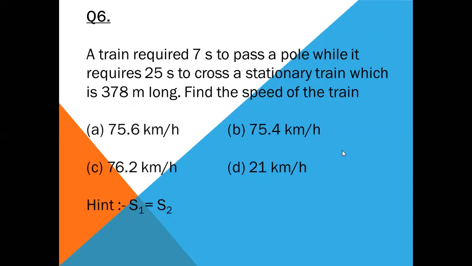Okay. Now let us move on to another question. It's a very important question. This will help you to understand the concept of trains in a better way. And in this question, we will be using this formula S1 equal to S2. Okay. See, first of all, try to understand the question. A train requires 7 seconds to pass a pole, while it requires 25 seconds to cross a stationary train, which is 378 meters long. Find the speed of the train.